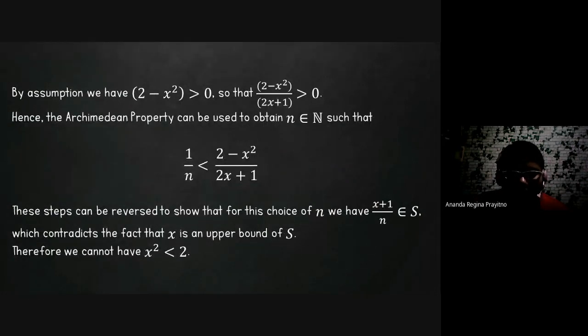By assumption, we have 2 minus x squared greater than 0, so that (2 minus x squared) over (2x plus 1) is greater than 0. Hence, the Archimedean property can be used to obtain n in the set of natural numbers such that 1 over n is less than (2 minus x squared) over (2x plus 1). These steps can be reversed to show that for this choice of n, we have x plus 1 over n is an element of S, which contradicts the fact that x is an upper bound of S. Therefore, we cannot have x squared less than 2.